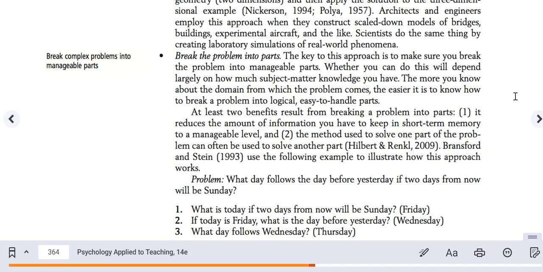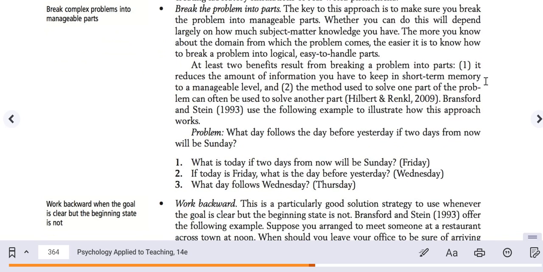Bransford and Stein use the following example to illustrate how this approach works. Problem: what day follows the day before yesterday if 2 days from now will be Sunday? What is today if 2 days from now will be Sunday? Friday. If today is Friday, what is the day before yesterday? Wednesday. What day follows Wednesday? Thursday.